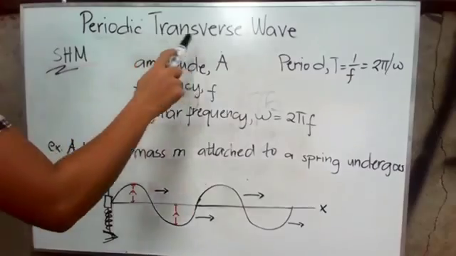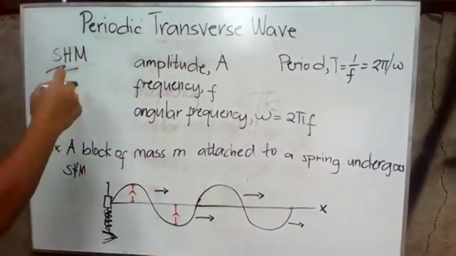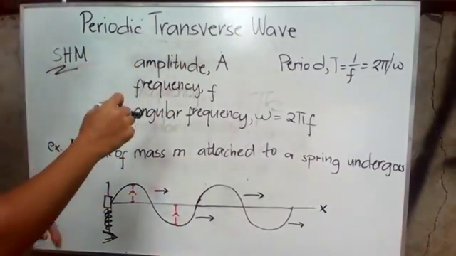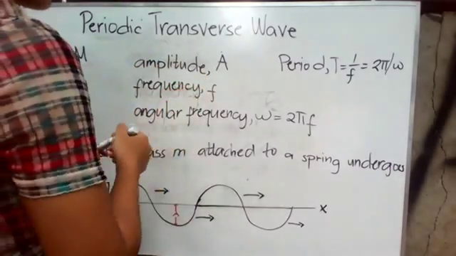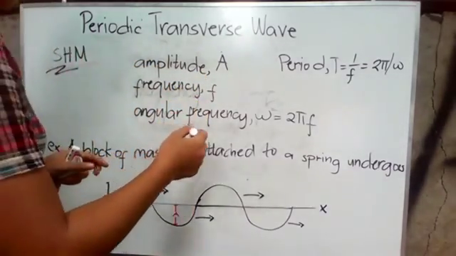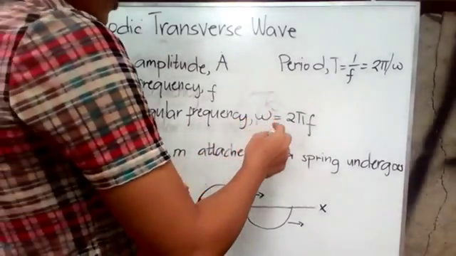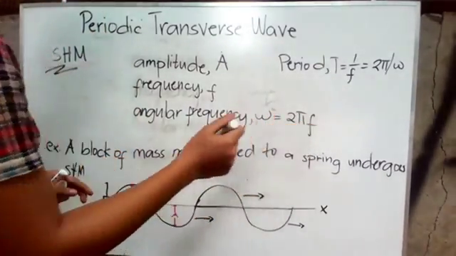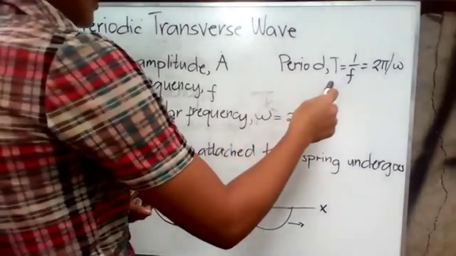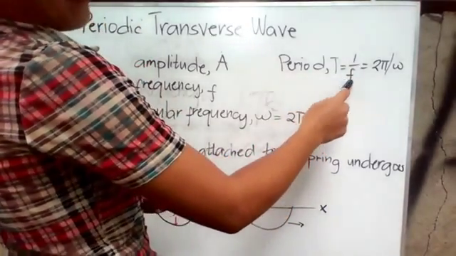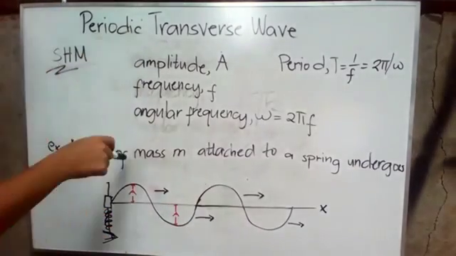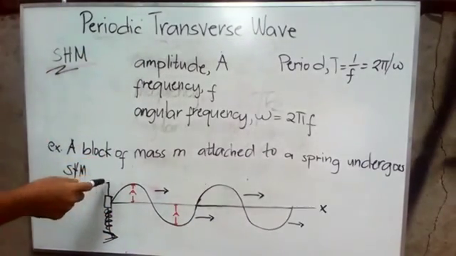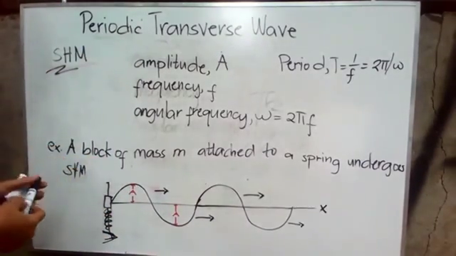Now we have the periodic transverse wave. Suppose we move the spring up and down with a simple harmonic motion with amplitude A, frequency f, angular frequency omega equal to 2 pi f, and period T equal to 1 over f, or 2 pi over angular frequency. The example below shows one way to do this.